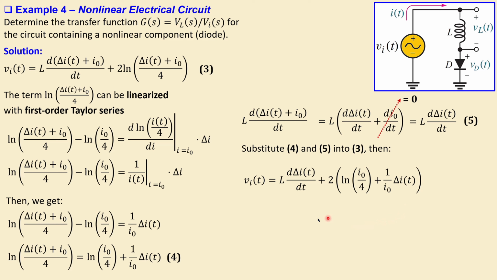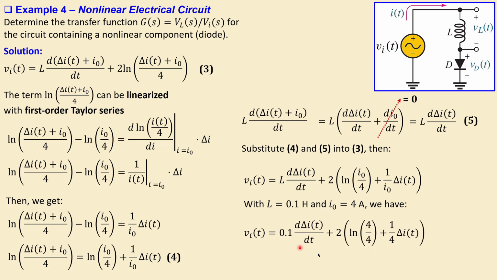You can see it is now simplified. Vi is equal to this term, L times the first derivative of that change in our current, plus 2 times ln I0 over 4, plus 1 over I0 times that small change in the current. Now we can substitute the values we have, because we have an L of 0.1 Henry or 100 millihenries, and we also have a steady state current of 4 amps.